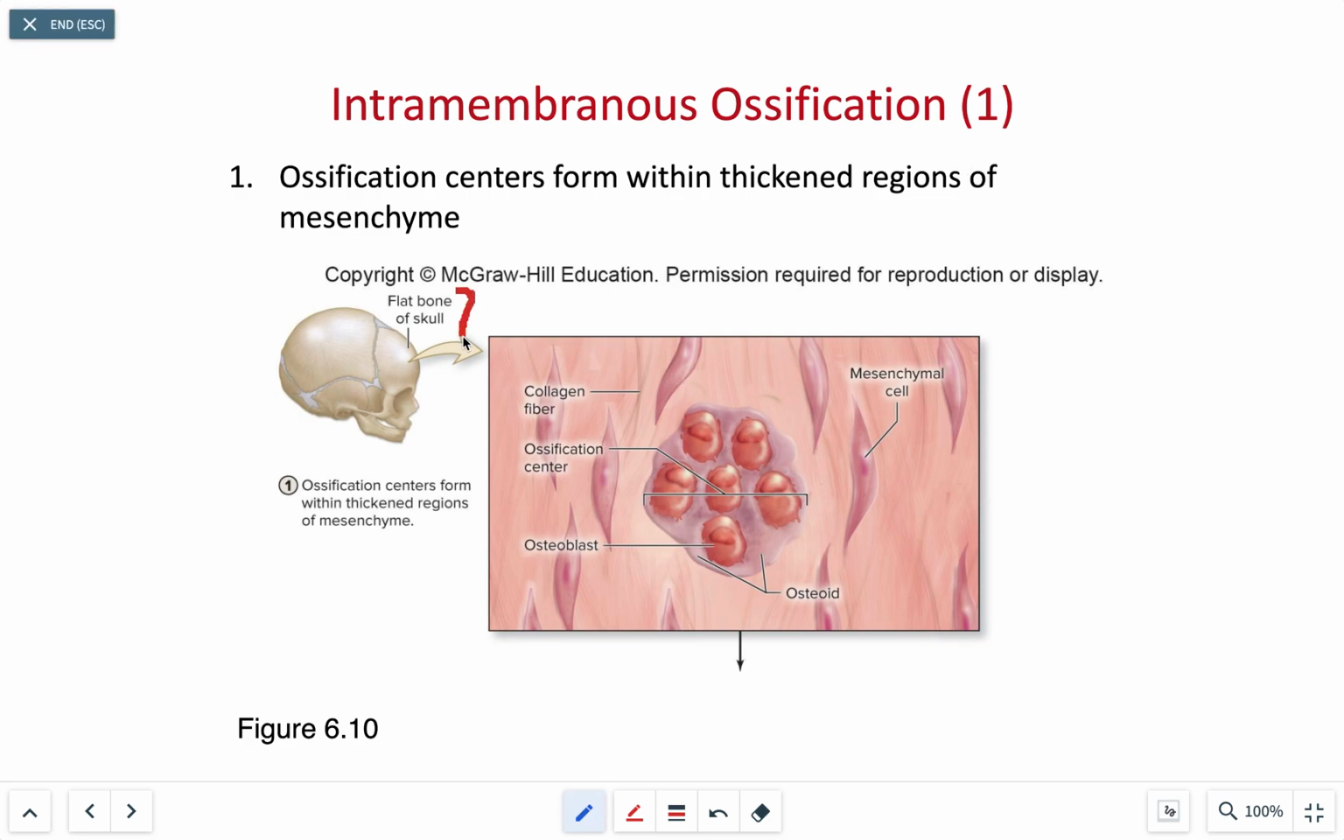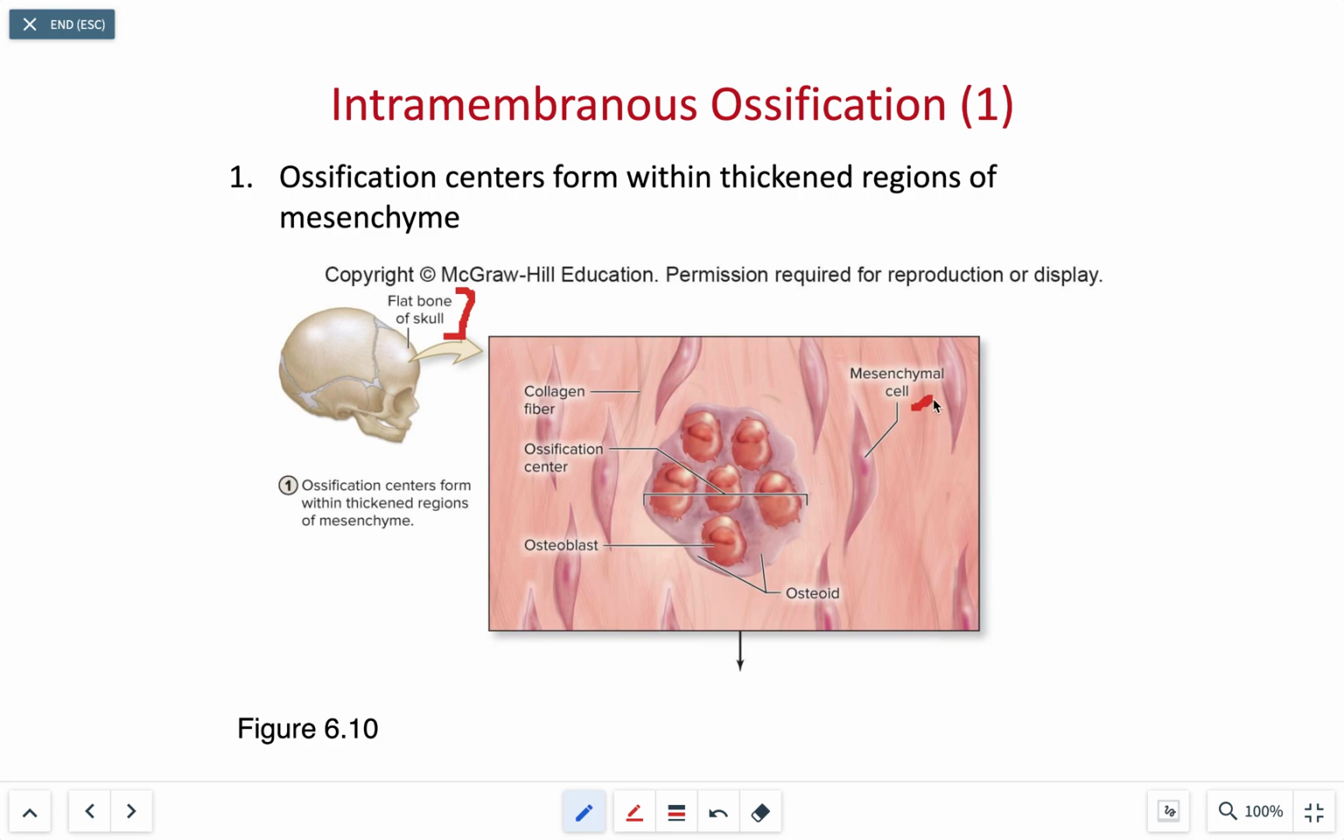We always see dermal ossification occurring in the flat bones of the skull. Flat bones are also located in the mandible and also the clavicle. So the flat bones are going to have three distinct layers. The outer layer is going to be compact bone, and then an inner layer of spongy bone, and then another layer of compact bone. So the first step in intramembranous ossification is usually occurring about the 8th week of development.